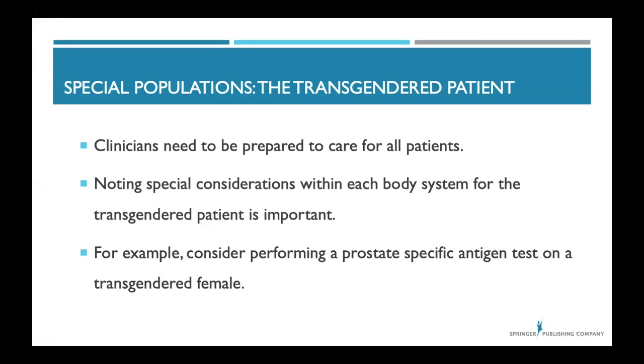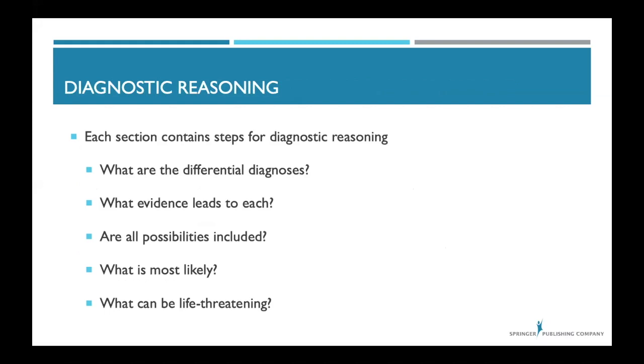When we do consider these special populations, it allows us to be better versed in being able to care for all types of patients, all different special populations and normal patients as well. Clinicians really need to be prepared to take care of everybody. And noting these considerations within each body system allows them to compare and contrast what is different in each of these special populations. A good example here is considering performing a prostate-specific antigen or PSA test on a transgendered female.